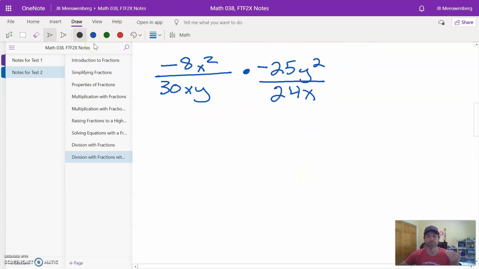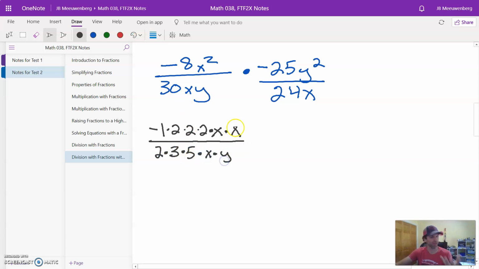Now, man, doing the prime factorizations now is going to even be more important. So we have negative 8x squared. Negative 1, I'm just going to do the factor tree in my head. You might have to write these out. Negative 1 times 2 times 2 times 2 times x squared, remember, is x times x, over 30xy. 30 is 2 times 3 times 5, then times x times y. See how complex this is getting already?